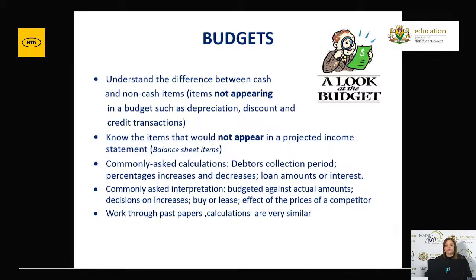Work through past papers. Like I said, calculations are very, very similar. Popular ones: increase in rent, calculate the difference and put over what it was before. Salaries, the percentage increase. The portion of the loan that was repaid. Like I said, write it the way you normally know the calculation and then you turn everything upside down.